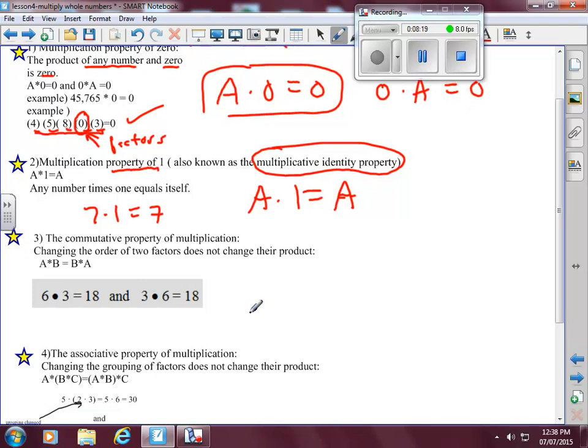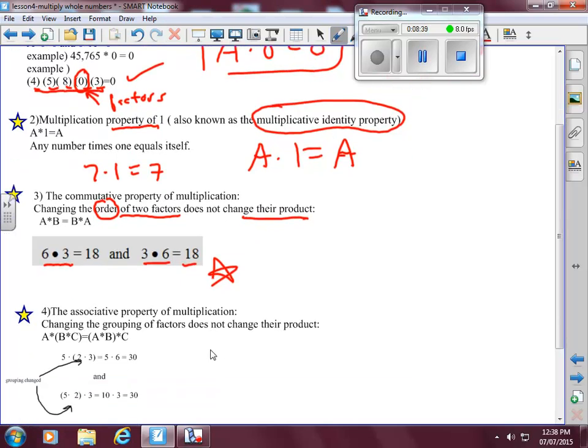It says that order doesn't matter. Changing the order of two factors, keyword order, doesn't change their product. So we know that 6 times 3 is 18, but 3 times 6 is also 18. So I'm just kind of reading through these with you, and then again encouraging you to devote these to memory so that you could reproduce them on an exam or something like that.